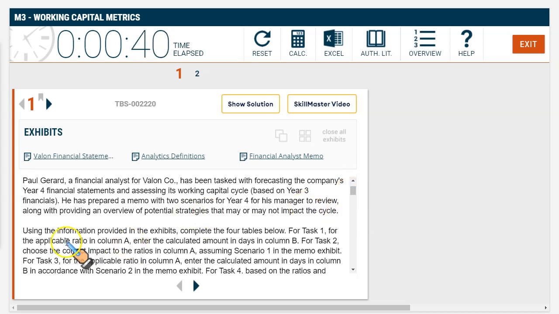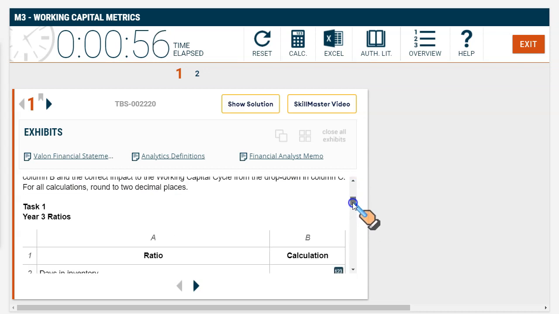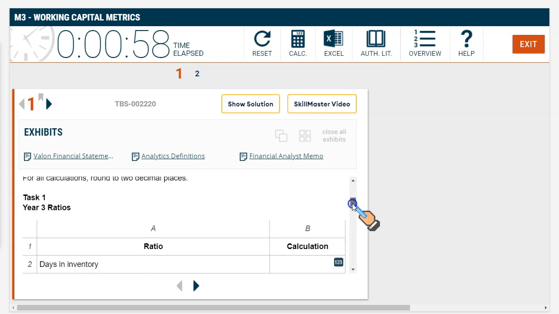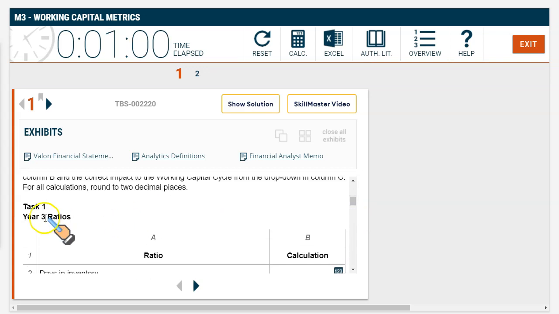Using the information provided in the exhibits, complete the 4 tables below. For task 1, for the application ratios in column A, enter the calculated amount in days in column B. For task 2, and so on. Fine. Let's see exactly what we have to do. It says for task 1, year 3 ratios, we have to calculate year 3 ratios.